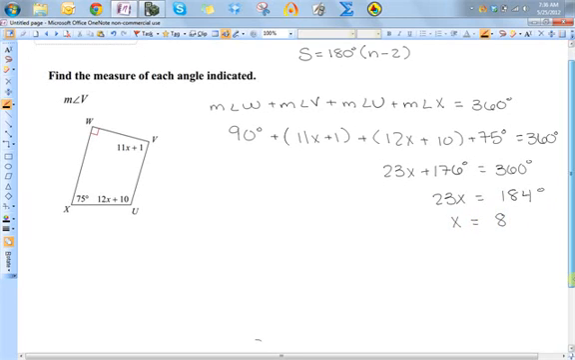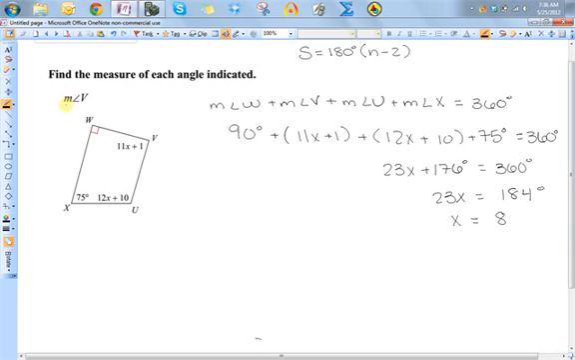Well, we would be done if we were asked to solve for x, but we weren't. We were asked to find the measure of angle V. So I know that the measure of angle V is equal to 11x plus 1. So what I need to do is substitute this value in for x. So 11 times 8 plus 1. So that's 88 plus 1, or 89 degrees. So the measure of angle V is equal to 89 degrees.